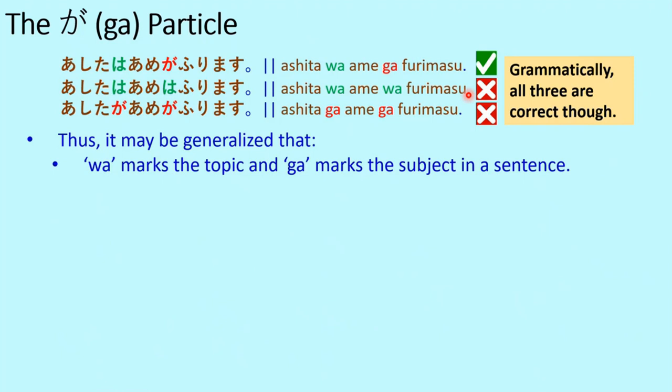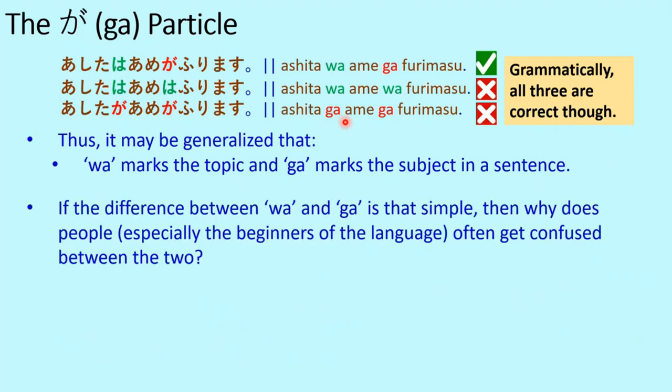Ashita wa ame wa furimasu is also correct in a certain sense. It's a very generic statement. There is no emphasis, but that is correct. But this is not correct because here the topic is followed by ga. If the difference between wa and ga is that simple, then why do people, especially the beginners of this language, often get confused between the two?